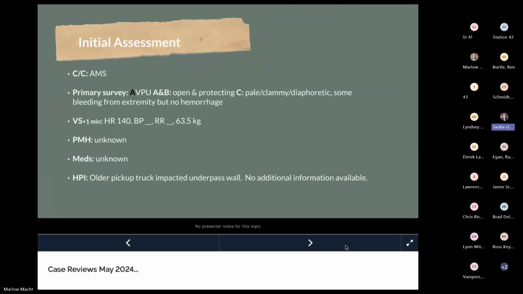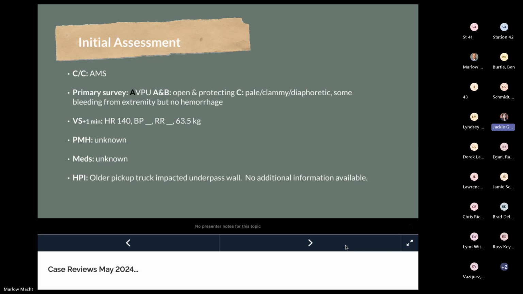So EMS gets called for a motor vehicle crash. The patient is altered, unable to provide a reliable history. They find that he's alert, but not normal. His airway is open, protecting. He was known to be pale, clammy, and diaphoretic, with some bleeding from the extremity, but no obvious hemorrhage.